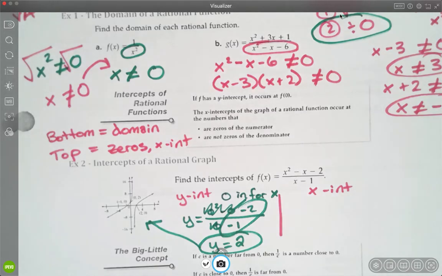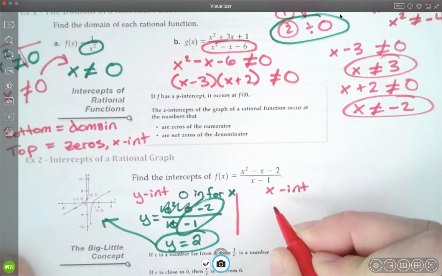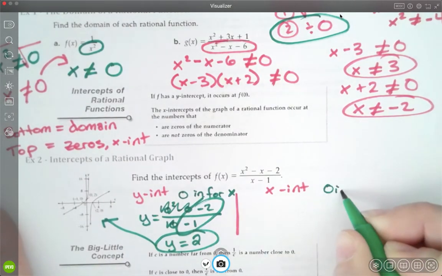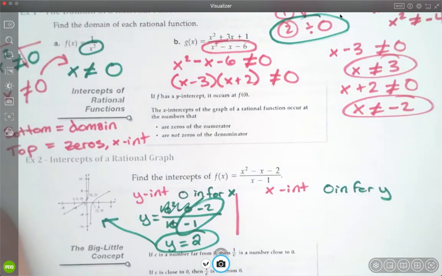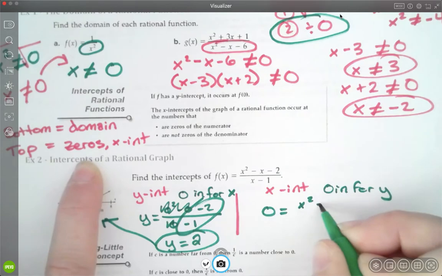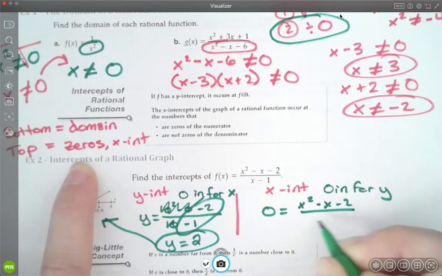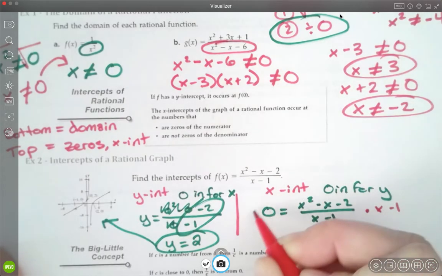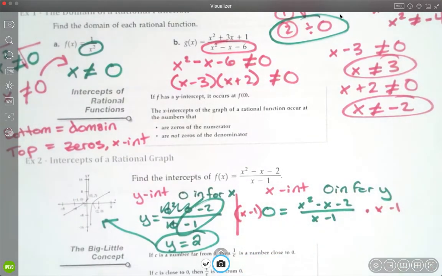And here's why the bottom we don't care about. If I'm finding the x-intercept, I plug 0 in for y. So 0 equals x squared minus x minus 2 over x minus 1. And I have to solve for x. So first and foremost, I'm going to multiply the bottom to the other side, like Lynn said. Multiply by the bottom. And what happens to the bottom?